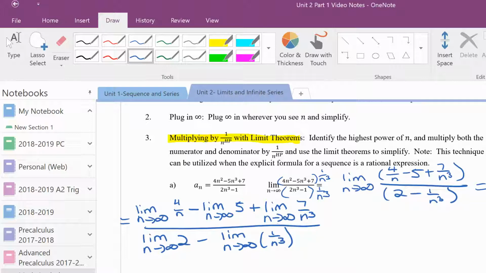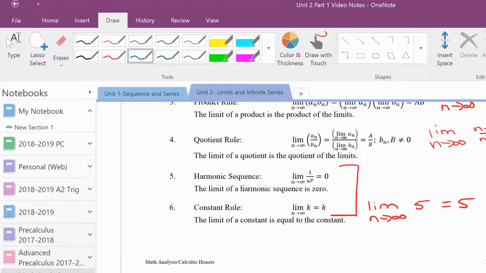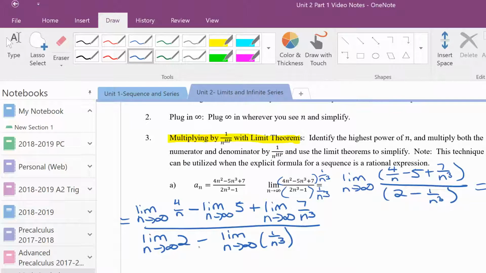Now remember, our goal is to either get the limit of a constant or the limit as n goes to infinity of 1 over n to the highest power. Because remember from the limit rules, the last two, the harmonic sequence, that's equal to 0. And the constant rule is the limit of that is equal to the constant. So if we could get these all to be 1 over n to some power or a constant, we'd be good. Well, to get this one, there is a rule that says if you're multiplying by a constant, you can move that constant to the front because it's like multiplying the limit by that constant.